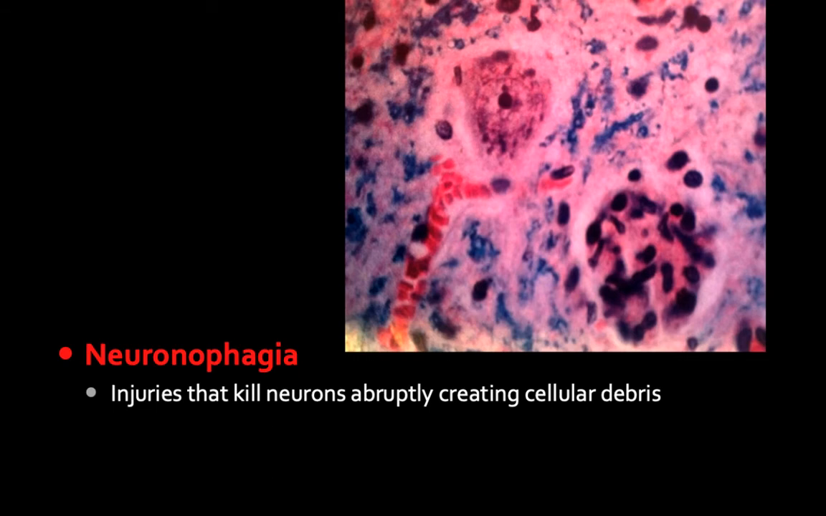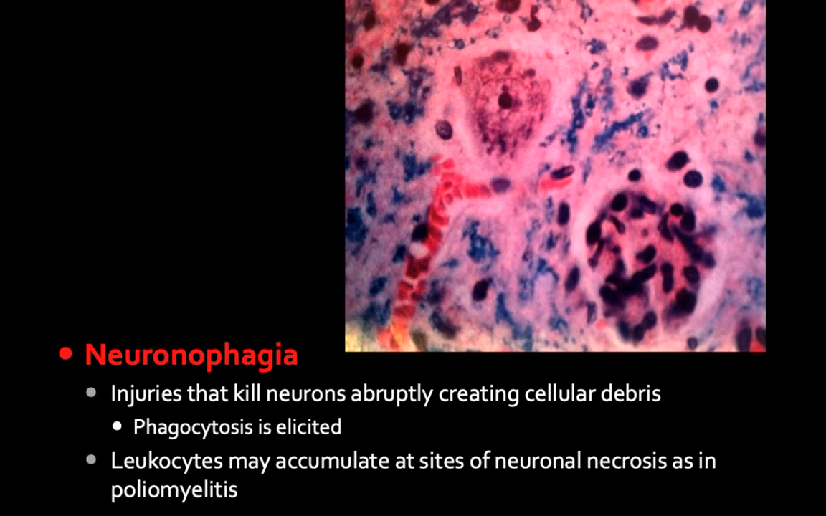So then we have neuronophagia. This is where injuries kill neurons and create cellular debris. And remember, I told you to keep in mind what those microglial cells look like. Now you can't really see a neuron in here, right? It doesn't look like the pictures we looked at before, but see these little black things here? Those are microglial cells coming in, trying to get rid of that cellular debris.